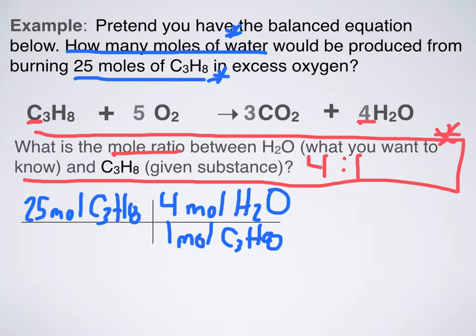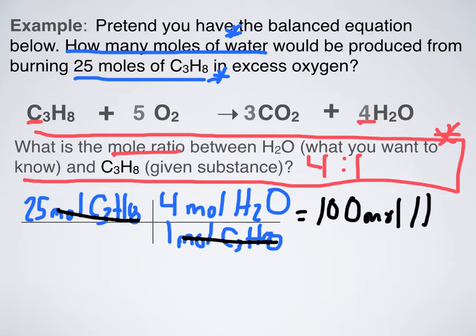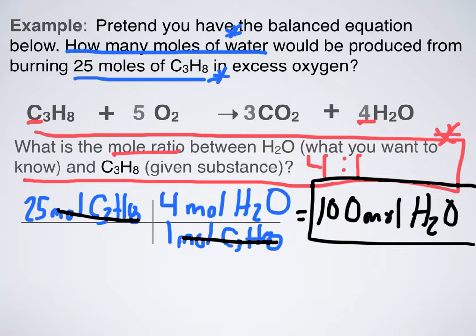Why did I set it up like this? I want my moles of C3H8 to cancel. So it will take me to 100 moles of H2O. And now think about this. It makes sense. If I start with 25 moles of this, in my balanced equation I have 4 times that amount of H2O. So I will have 100 moles of H2O. That is how we do mole-to-mole calculations.